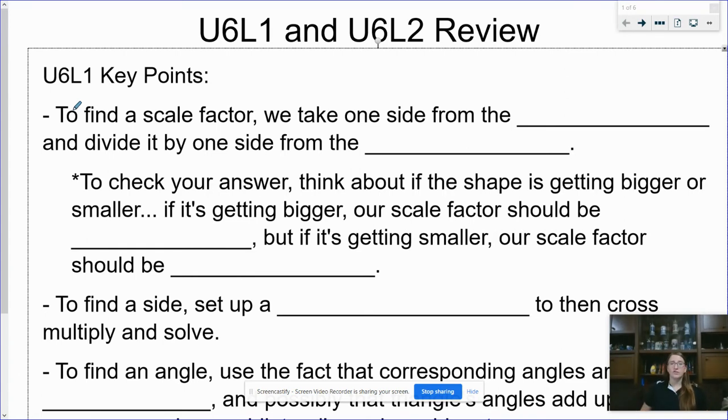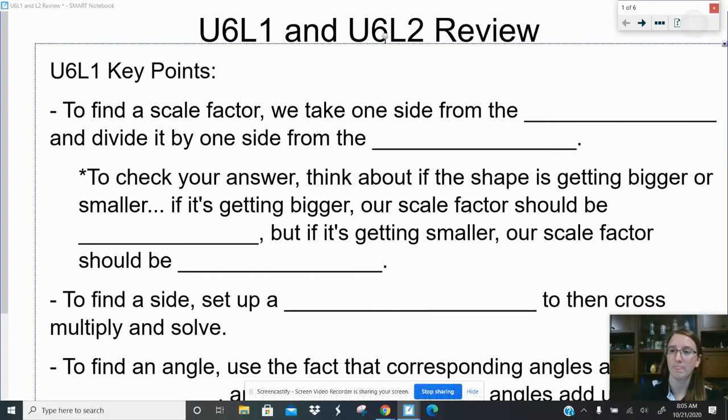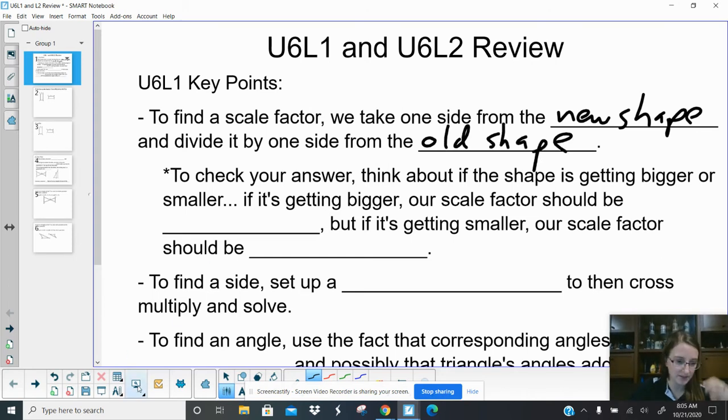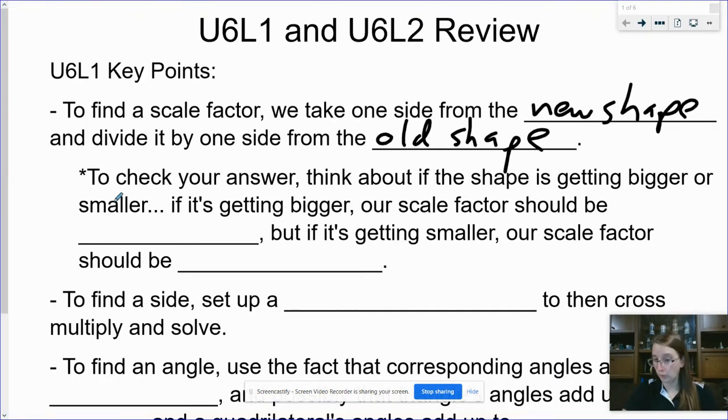So to find a scale factor, let's review this. We take one side from the what shape? The new shape. And we divide it by one side from the what? Old shape. Basically, again, we're trying to find the number that multiplies our old shape to get the new. So even though we are going from old to new, we kind of think in reverse to get that number. So that's why we do new divided by old.